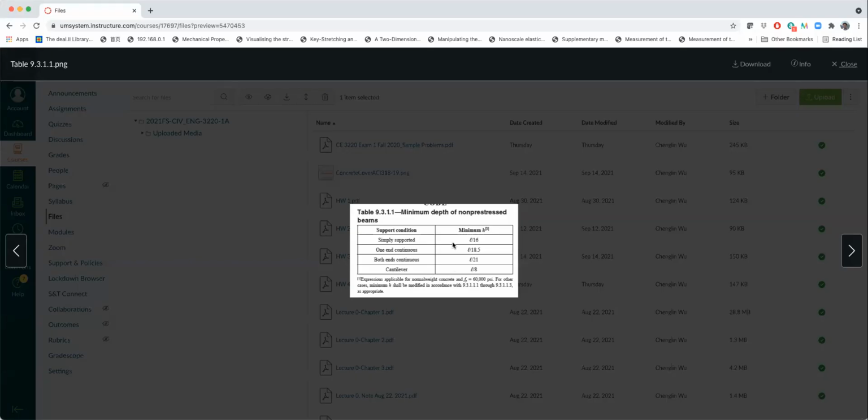You see this table here, Mike? Yep. And there's a small note here, can you see that? Mm-hmm. It says the expressions are applicable for normal weight concrete and fy 60 ksi; for other cases, minimum h should be modified in accordance with this, as appropriate, right? Okay. Yeah, so this means this minimum h is not always the h we're talking about.